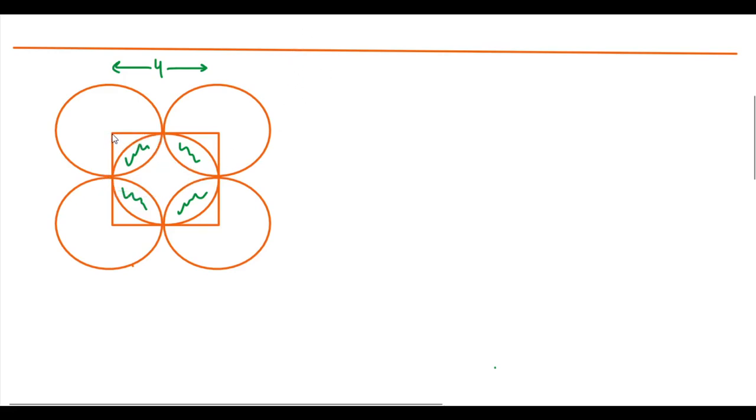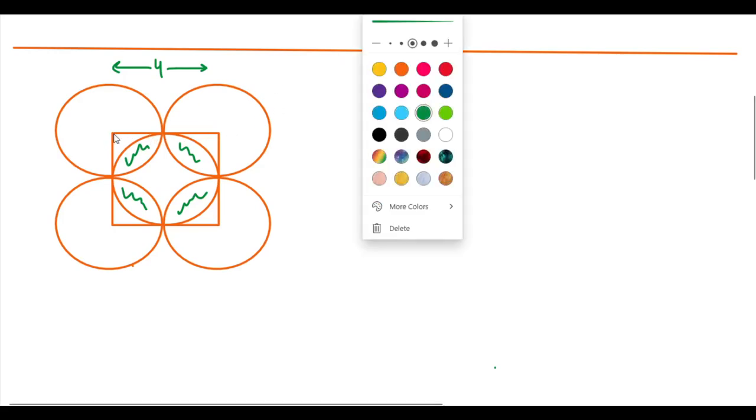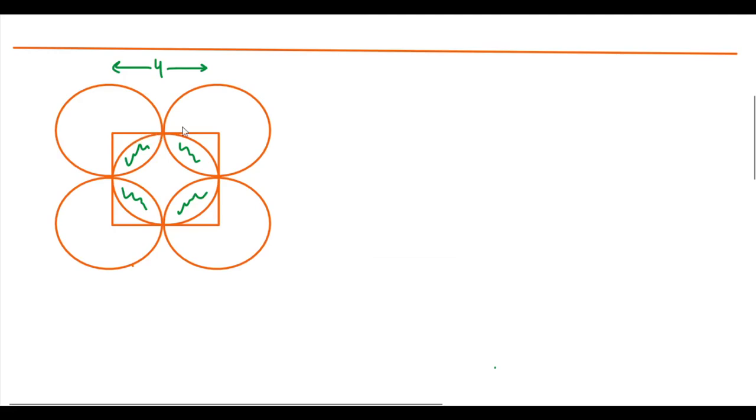I am using green, right? Yeah. So what I'm going to do is consider this small block, which represents the overall square, right?